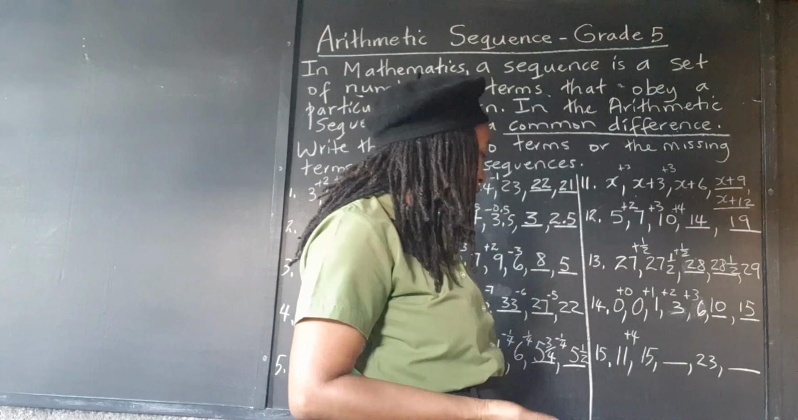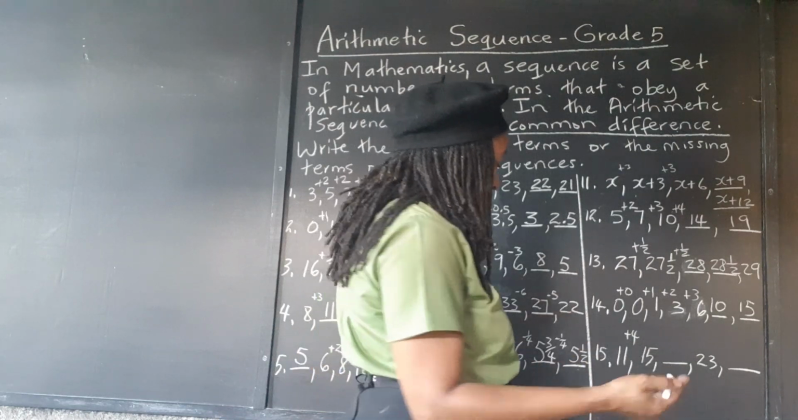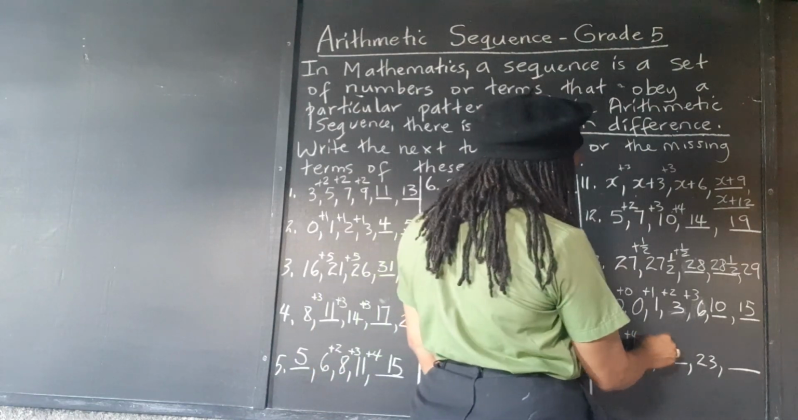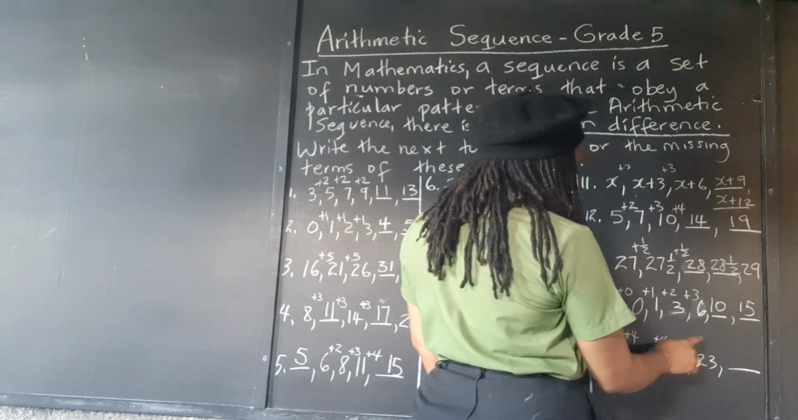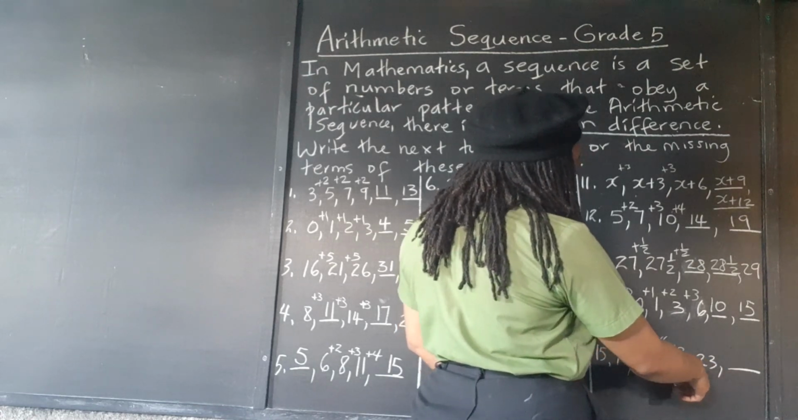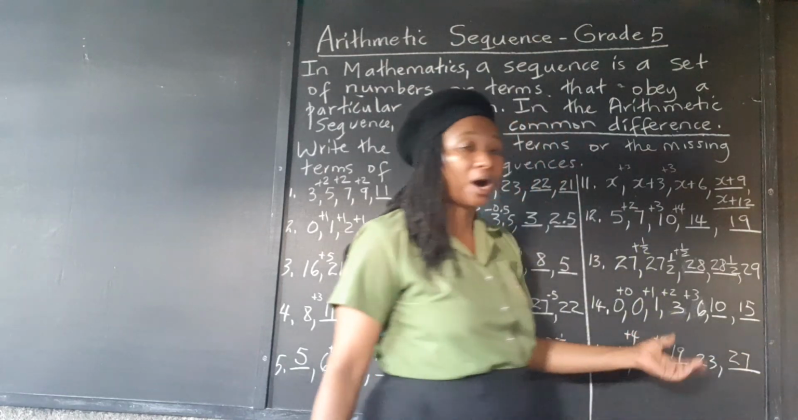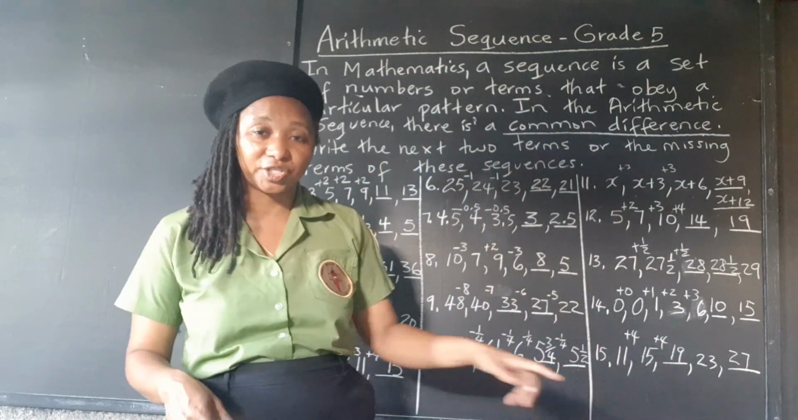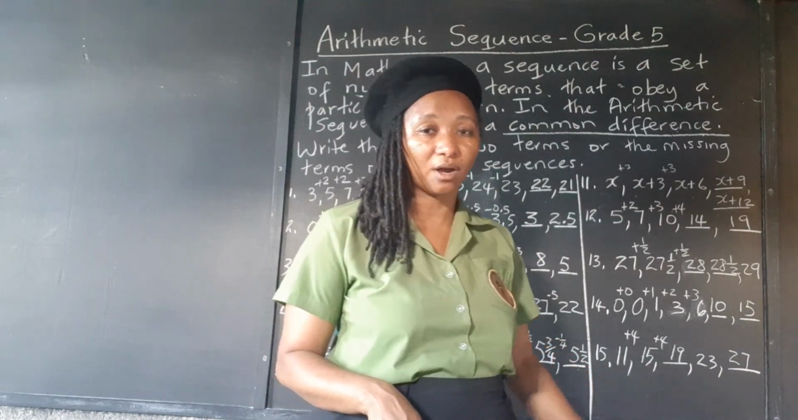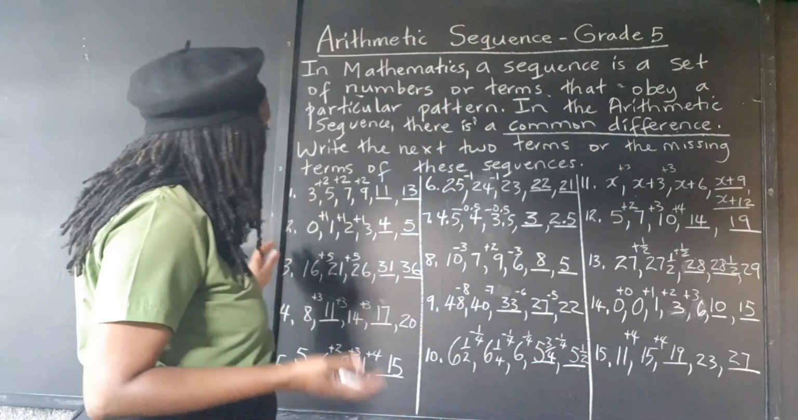I wonder if it's 4 we're adding each time. Let's try. 15 plus 4 would give 19. 19 plus 4 does give 23, and 23 plus 4 would give 27. So the common difference was constant each time for this one. Alright, so that's your arithmetic sequence.